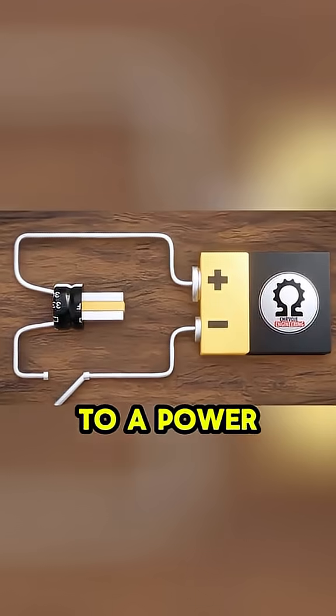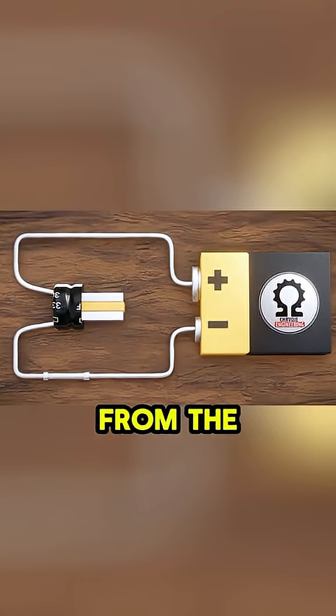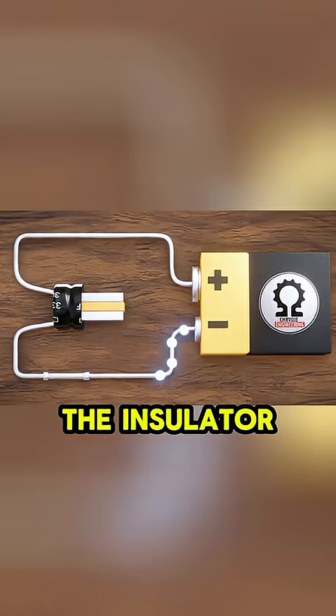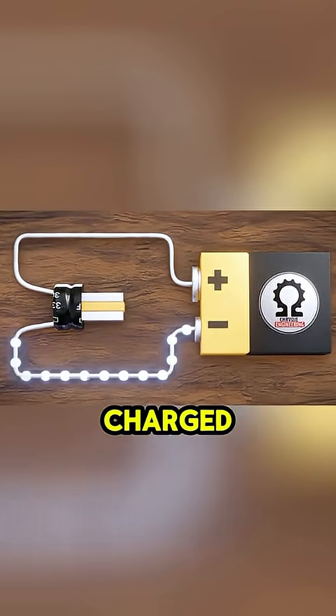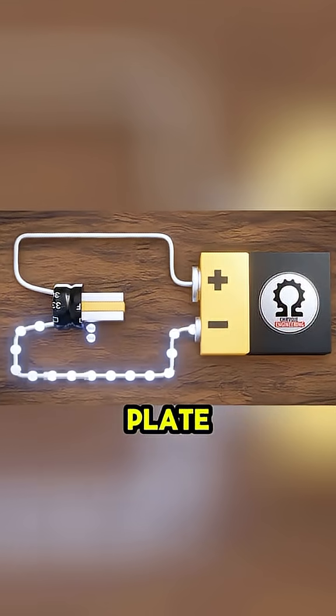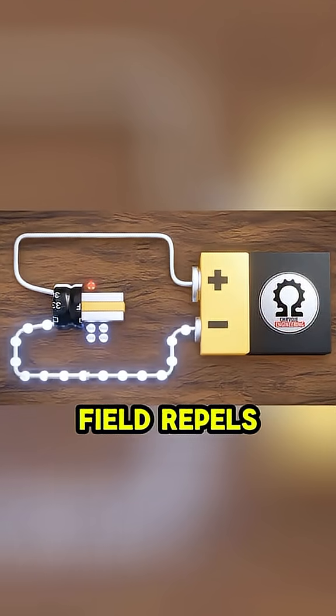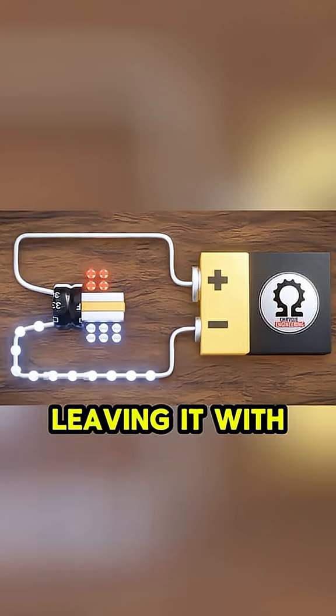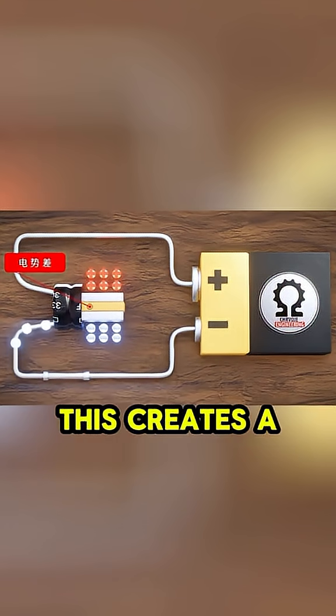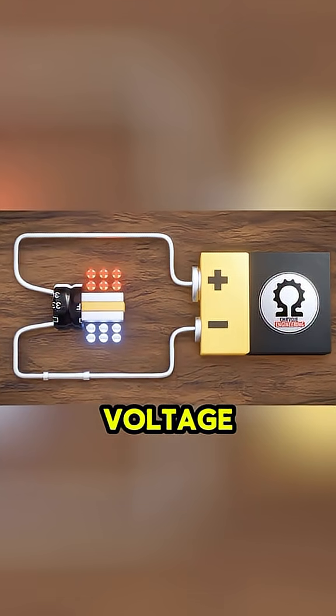When connected to a power source, electrons flow from the negative terminal. The insulator blocks the path, so negatively charged electrons build up on one plate. The electric field repels electrons from the other plate, leaving it with a positive charge. This creates a potential difference, or voltage.